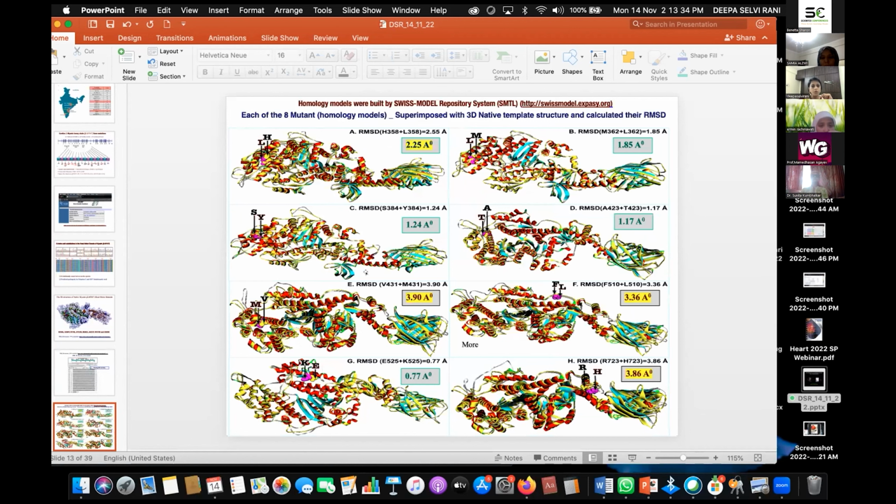And we made homology models for each of these mutations using the Swiss model system. Each of these 8 mutants was superimposed with a 3D native template. And then we calculated the root mean square deviation. Of these 8 mutations, these 3 showed more deviation, this one showed moderate deviation, and these 4 did not show much deviation.